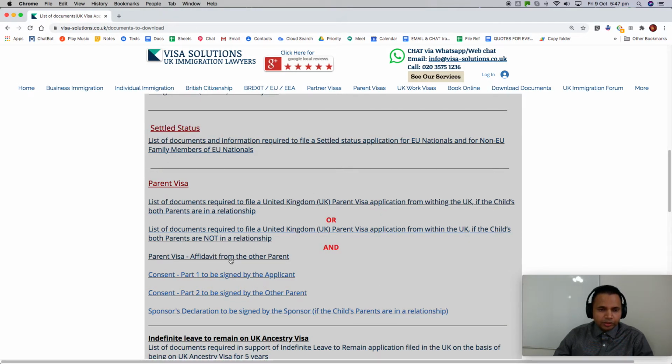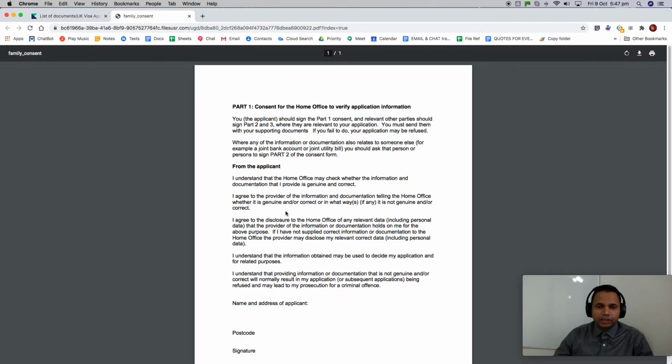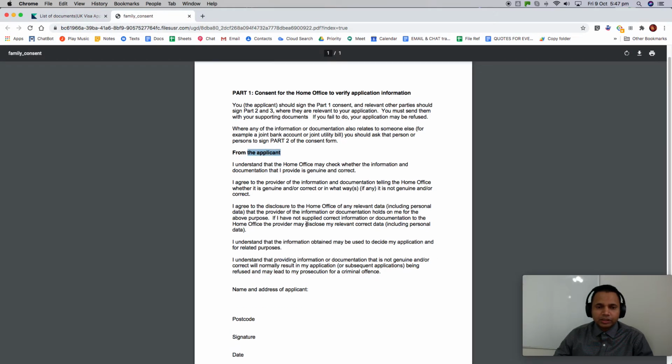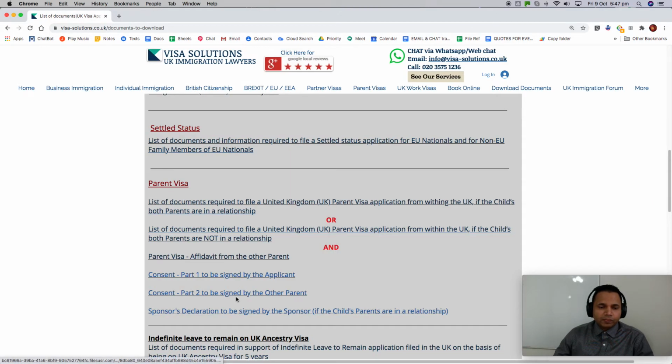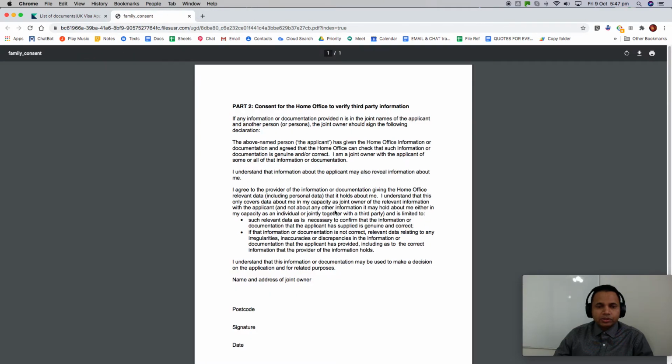Affidavit. And also there are 3 consents to be signed. You can download the consents over here. They are quite self-explanatory. It's just a signature page. Download it here, print it out. So the applicant has to sign. He confirms this, puts his address, date. Same way, consent for the other parent also.